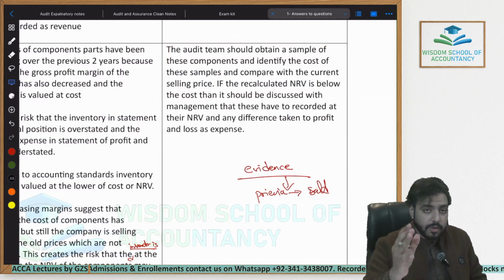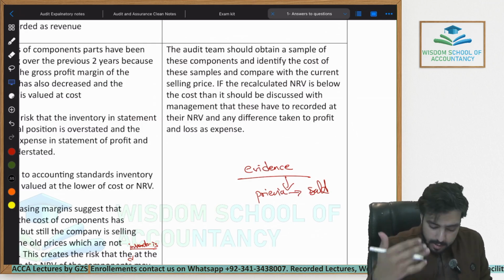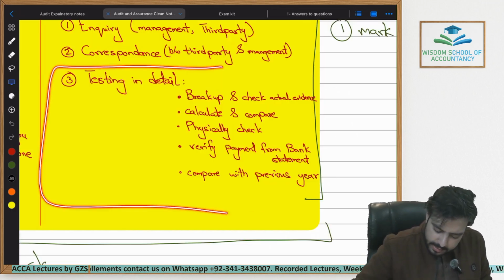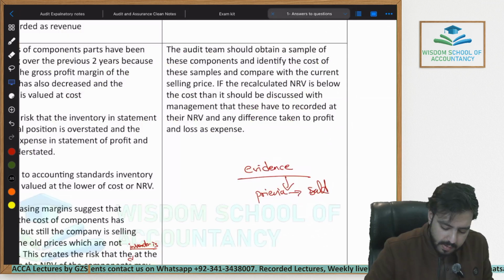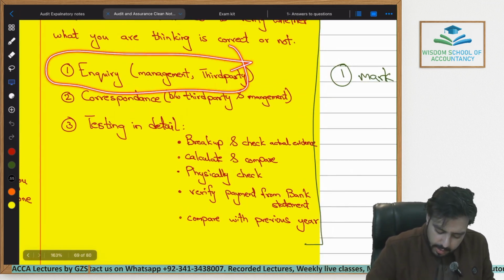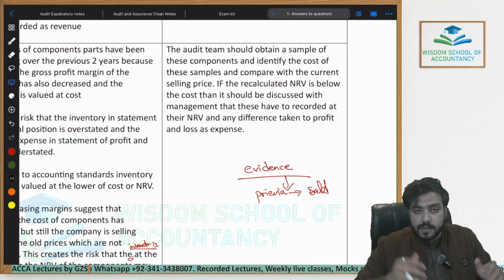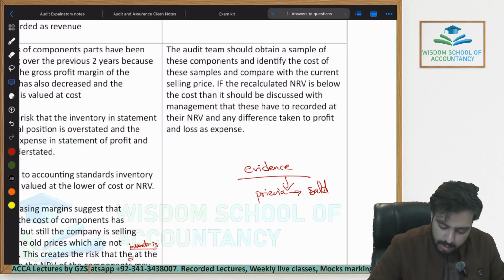Always try to create a response out of test in detail. Whenever something is linked with the financial statements, always try to create a response from the test in detail. Never try to create a response directly from management inquiry or correspondence. These can be used, but they are used in separate situations, which you should have identified by now.